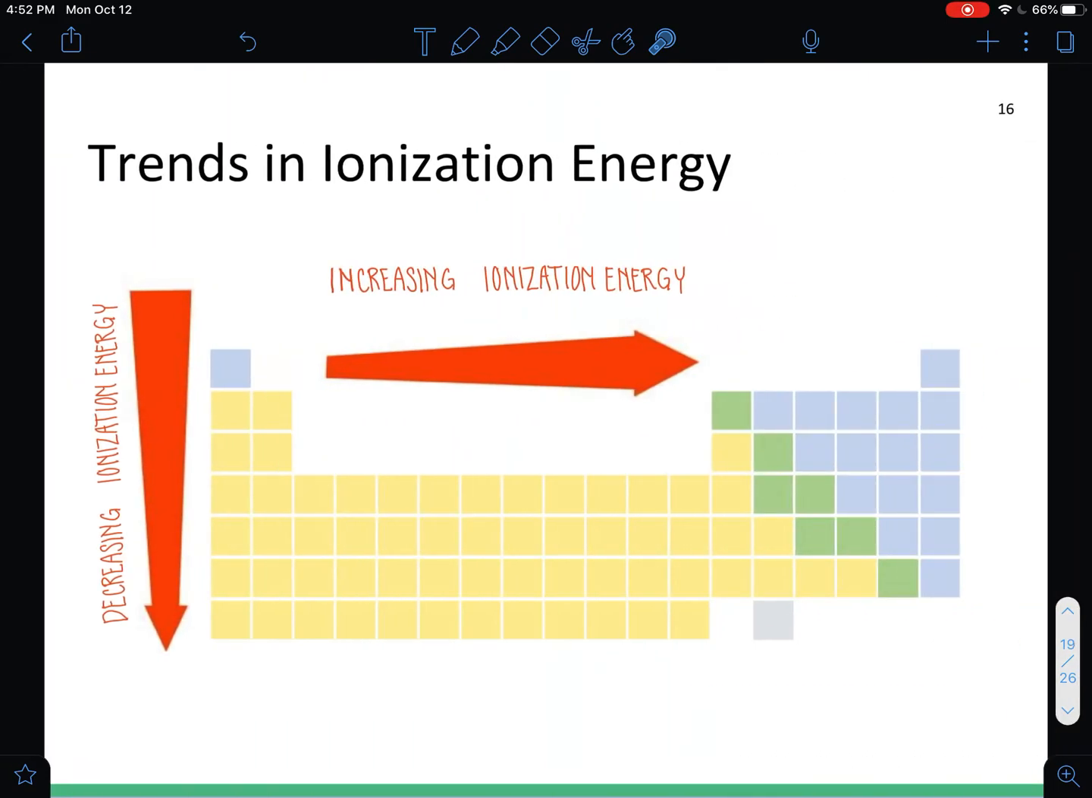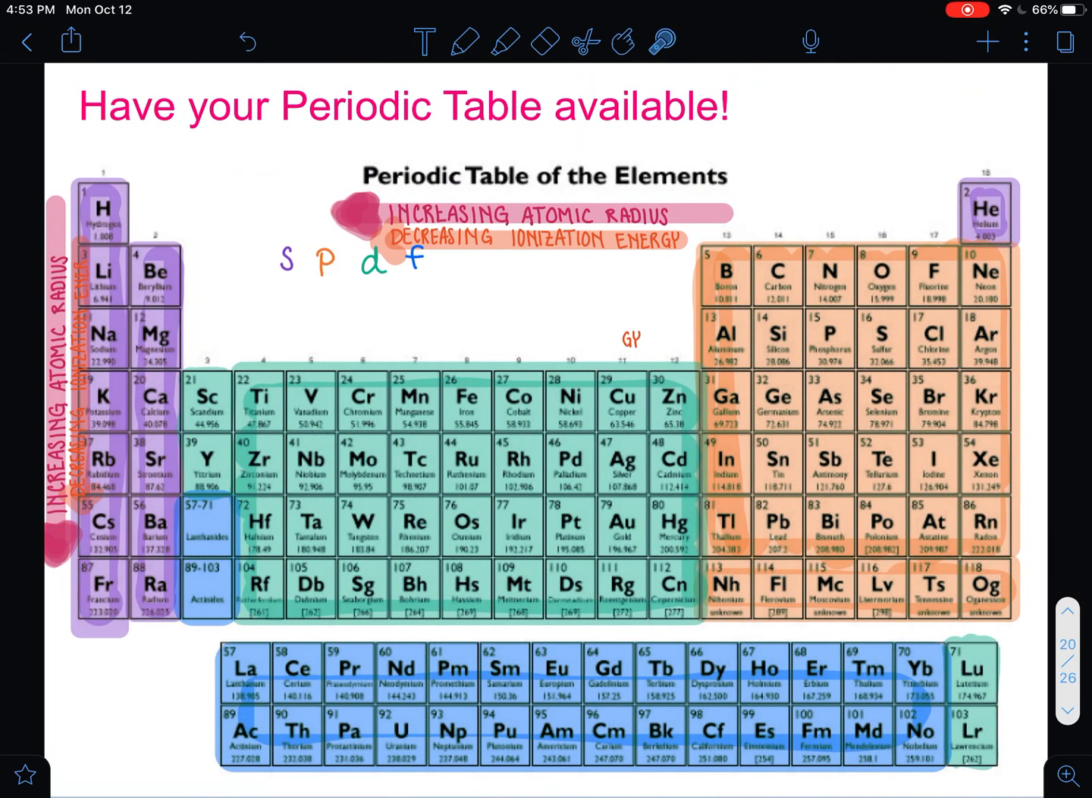So how this would look. Arrow pointing down, we have decreasing ionization energy, and going left to right, we have increasing ionization energy. So if you want to mark up your periodic tables, I again switch the arrows just so that all arrows are pointing the same direction, and then all of the descriptions match up. So decreasing ionization energy, and at the same time you are increasing atomic radius.